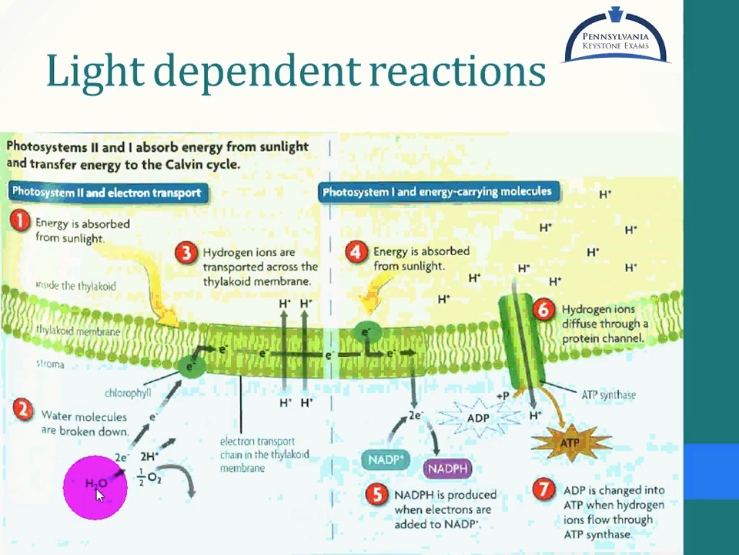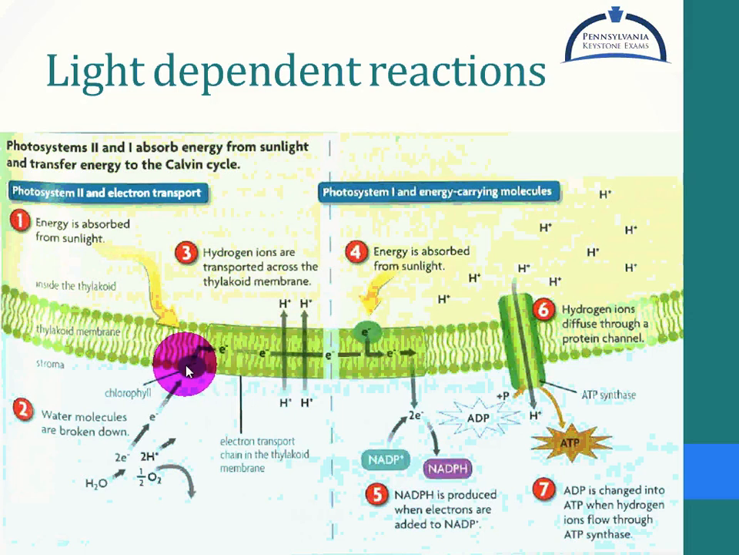So you can see here it's splitting into 1/2 O2. Remember, plants create oxygen, so the oxygen is created from the water. Oxygen is not created from the CO2. It's created from the water. And then we also get some hydrogen ions and some electrons, and the hydrogen ions and the electrons are going to be used later on.